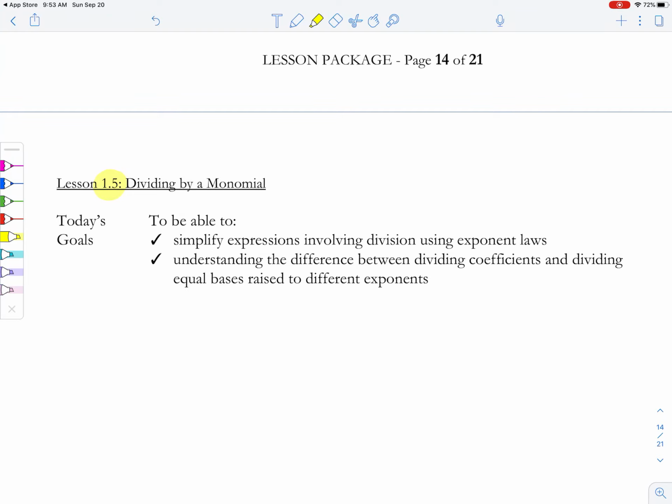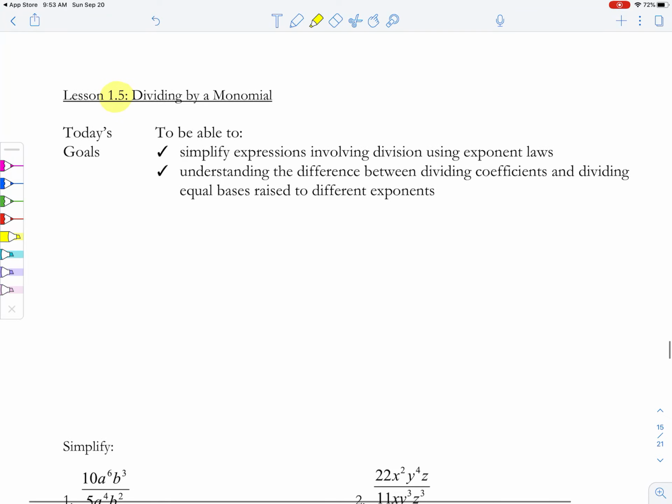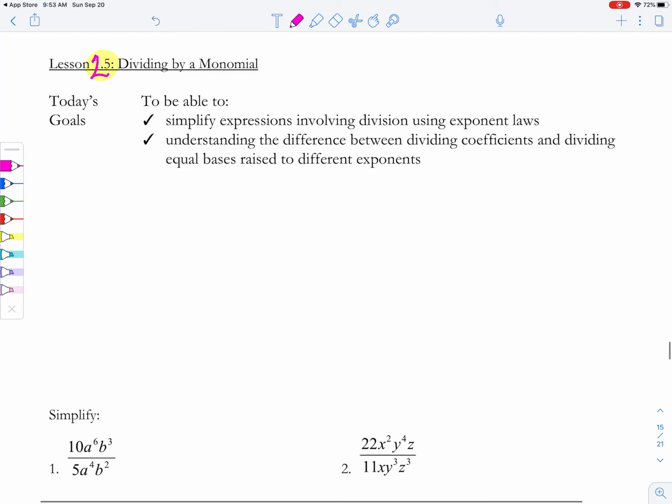Welcome to lesson 2.5. I know that in the lesson package I called it 1.5, but that's a typo. It should be 2.5. We're going to be talking about dividing by a monomial today.